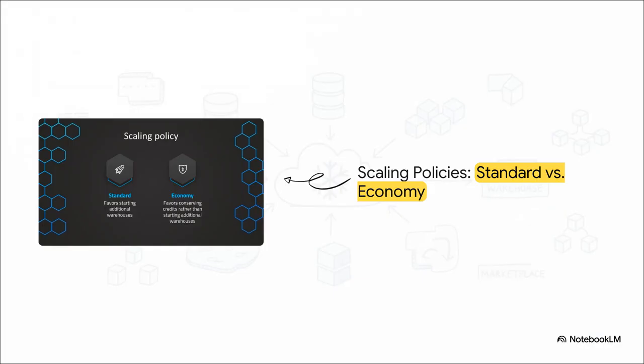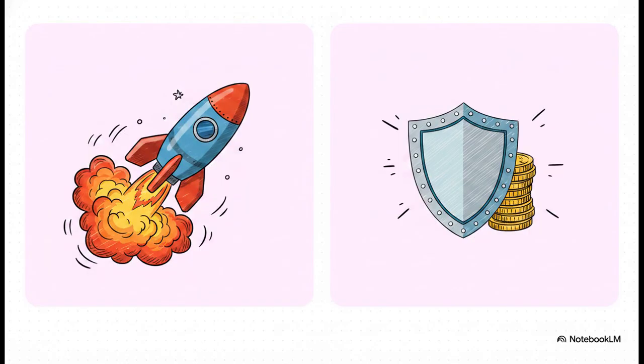And this brilliantly illustrates that you actually have control over how this auto-scaling behaves. Snowflake gives you two very different mentalities to choose from for your scaling policies, standard and economy. Let's break down this crucial trade-off. The standard policy? That's your rocket ship. It prioritizes sheer speed and performance, booting up new clusters immediately so absolutely nobody waits.